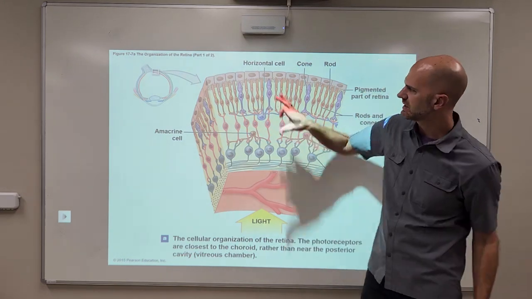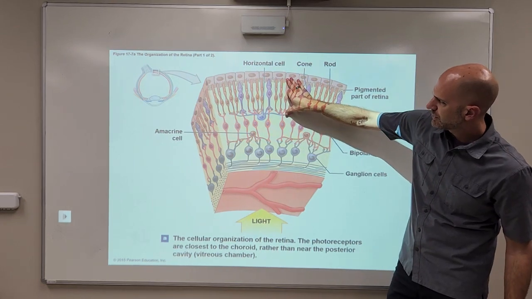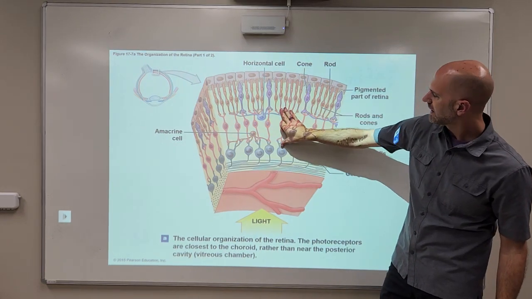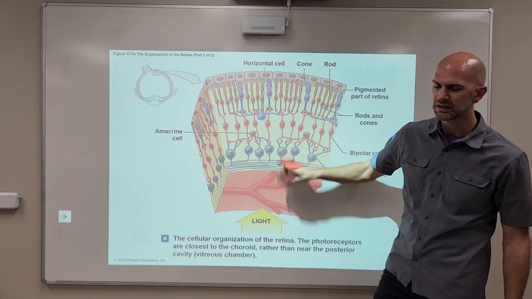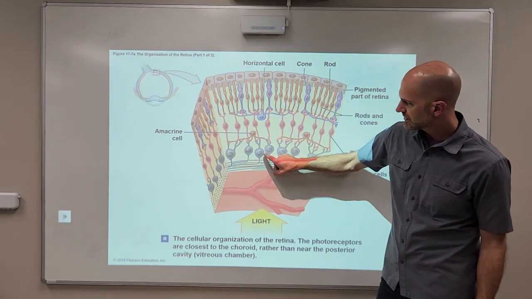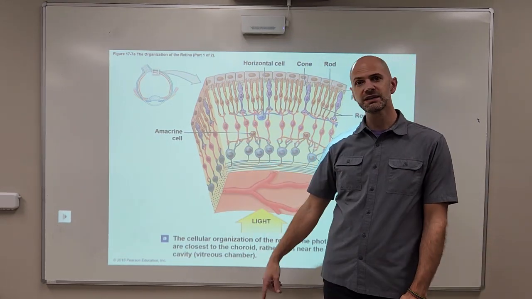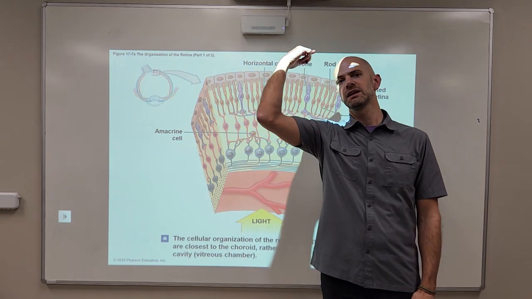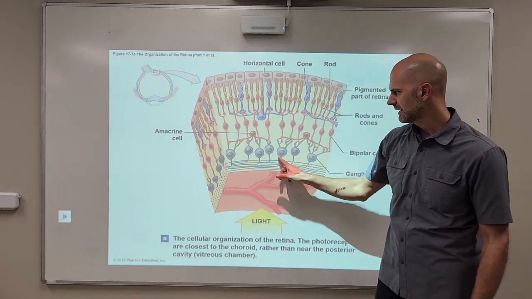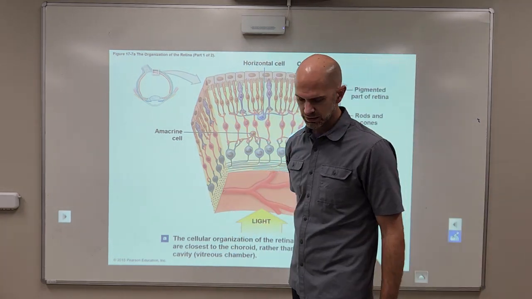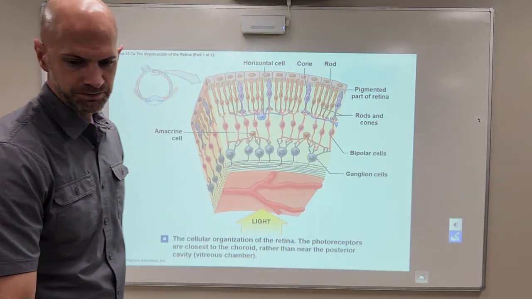What you should know is the rods and cones, the photoreceptors, the bipolar cells, and the ganglion cells. Ganglion cells have the super duper long axons that go back into the optic nerve. Okay, these have really, really long axons.